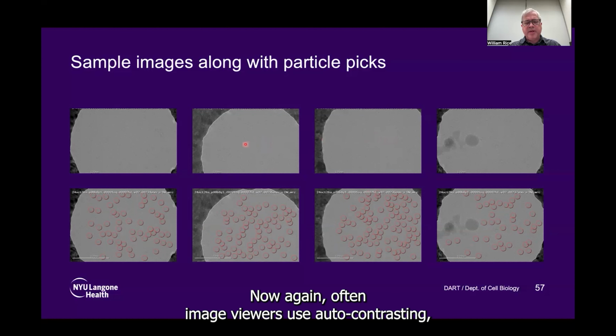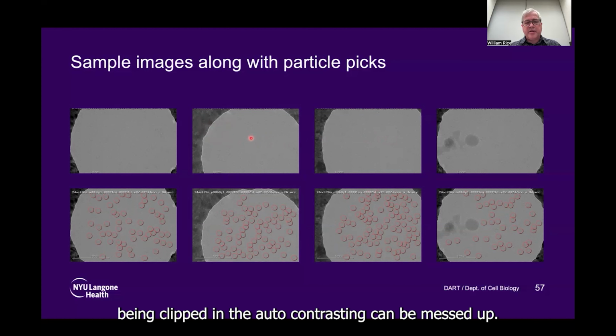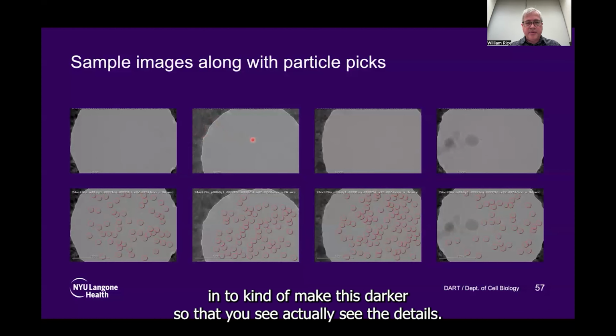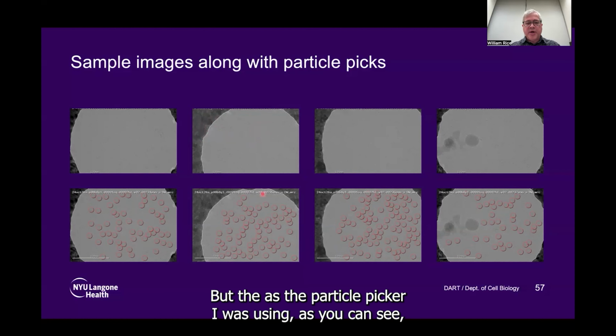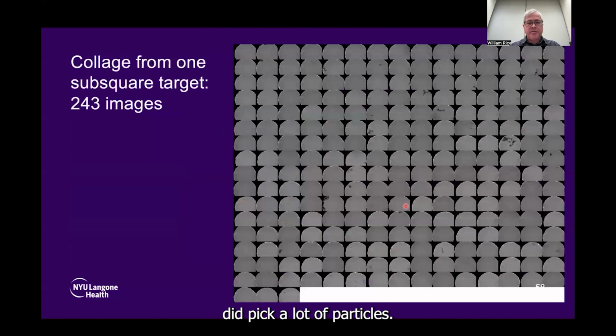Now again, because image viewers often use auto contrasting, and because of the gold being clipped in, the auto contrasting can be messed up. So sometimes you may need to manually adjust the contrast to make this darker so that you actually see the details. But the particle picker I was using, as you can see, did pick a lot of particles.